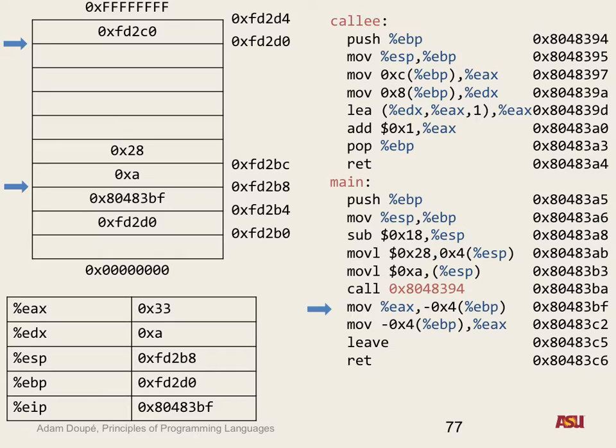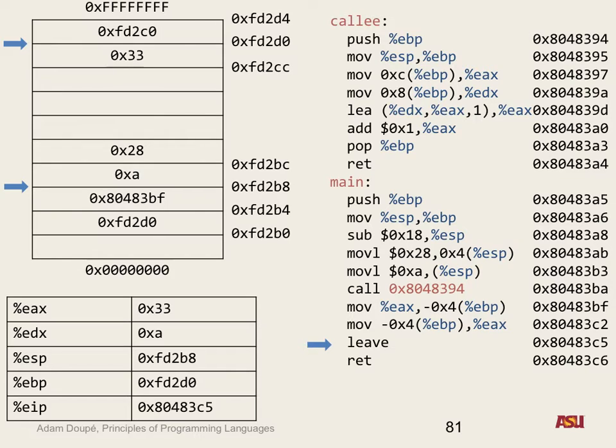From main's perspective, everything's the same. The base pointer is the same. The stack is still in the same location as when it called callee. Everything's good. And we got a value in EAX. That value that we wanted from callee is in EAX. So now we can finish the rest of our job. We can move EAX into EBP minus 4, which is going to be A. Then we move again EBP minus 4, which is A, into EAX.